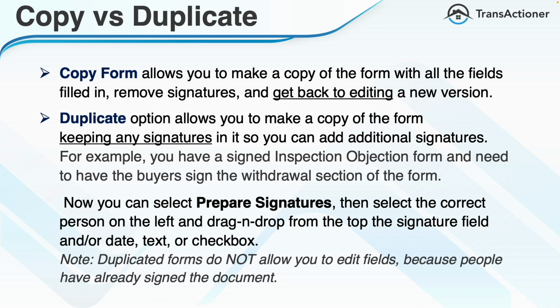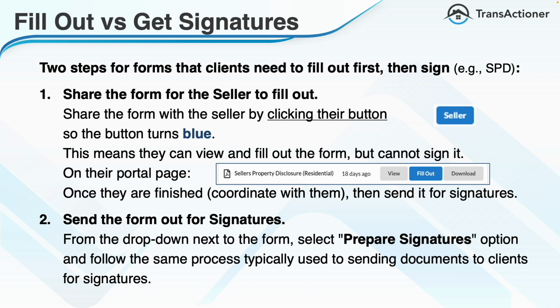Here you can make a duplicate, and then the agent can drag and drop their signature field and date and any checkboxes they may have forgotten to do on the CBS. And it still keeps the buyer's signatures in place. Filling out versus getting signature.